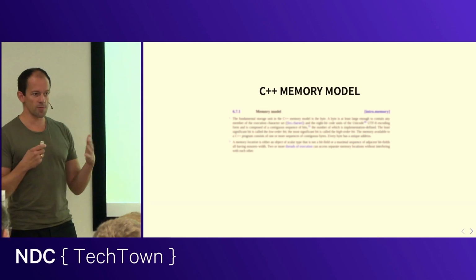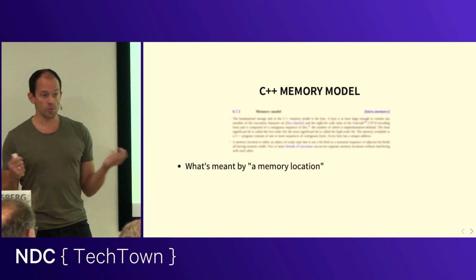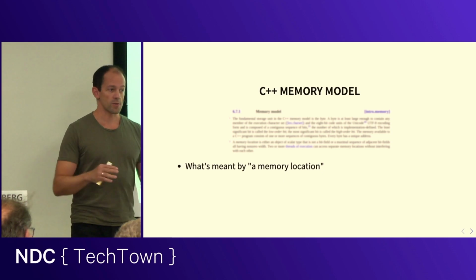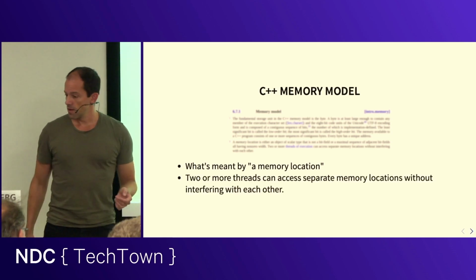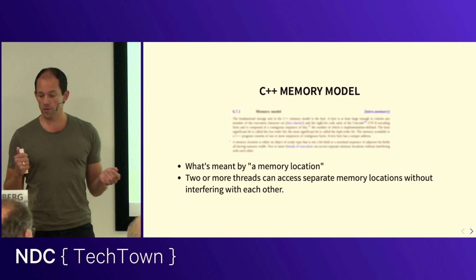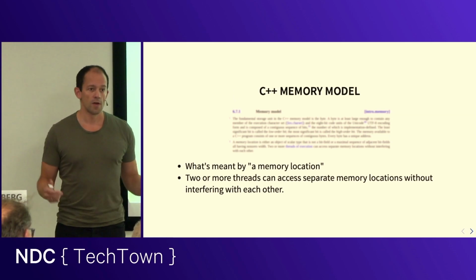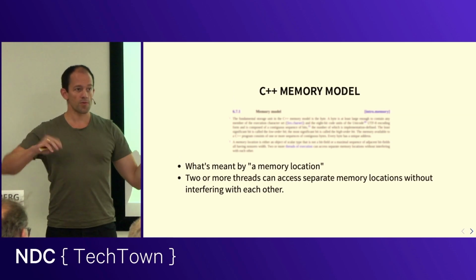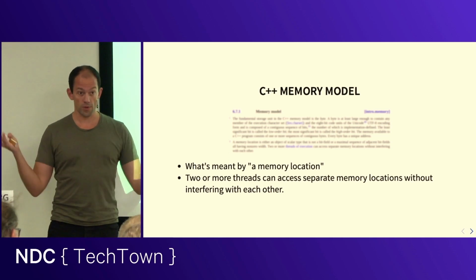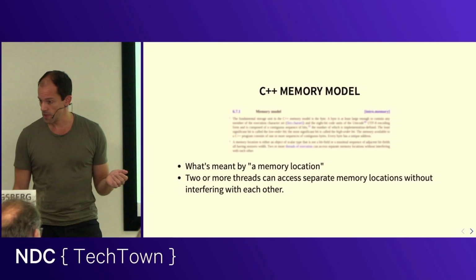The only thing that the memory model section says is what's meant by a memory location. So basically an int or a float, but not a struct or an array. And then it says that two or more threads can access separate memory locations without interfering with each other. So I have one thread working on some data here, one thread working on some data here. They can just do that, and it works. And that kind of makes sense, right?